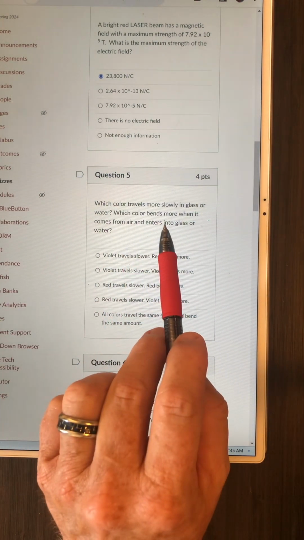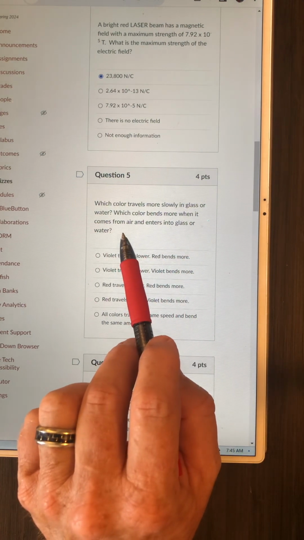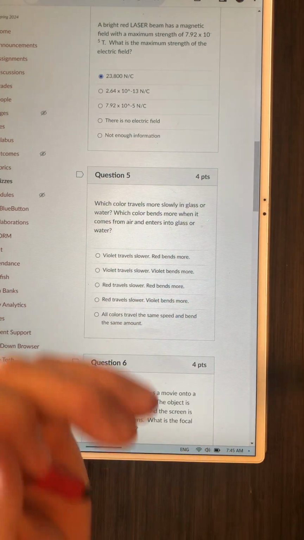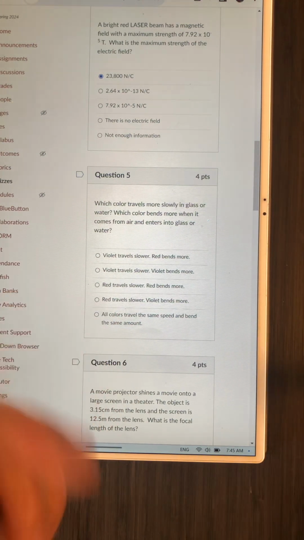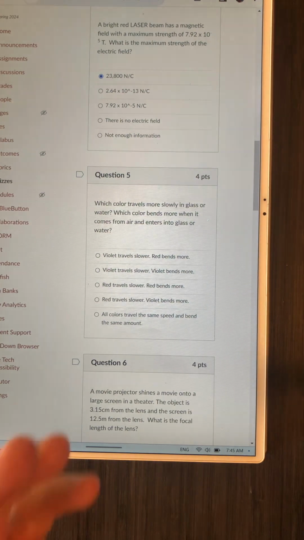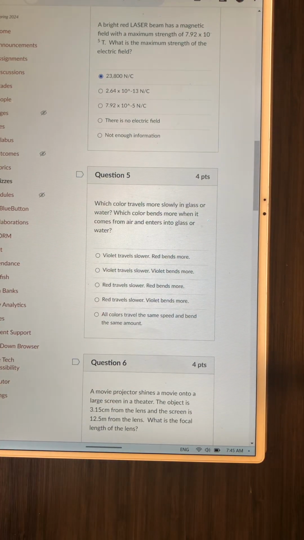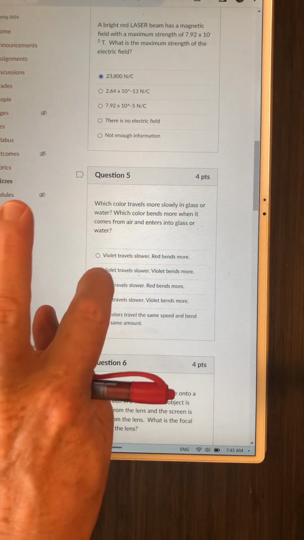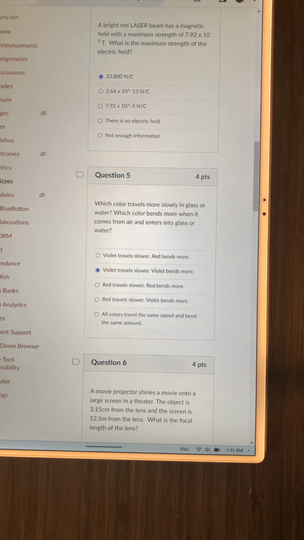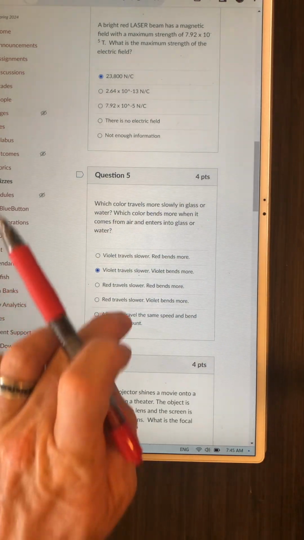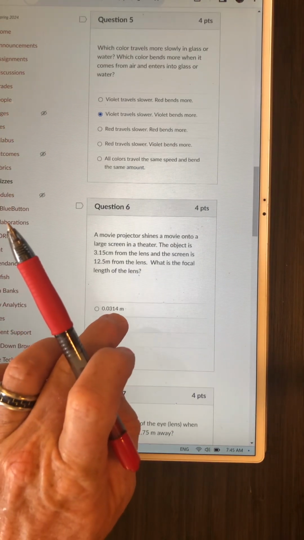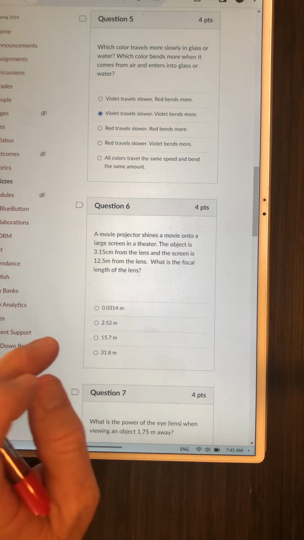And then which color bends more when it goes from air into glass? The amount of the change in speed is what bends it more. And that, of course, would be the slowest one, because when it goes from air into glass, it changes its speed to slowest. So in other words, that would also be violet. So it sounds like our answer here for number 5 would be B, because the violet is the slowest. And then also, because it is slowest, it's the one that bends the most. The bending, remember, comes from the difference in speed.